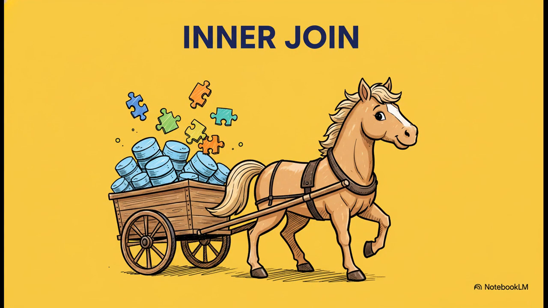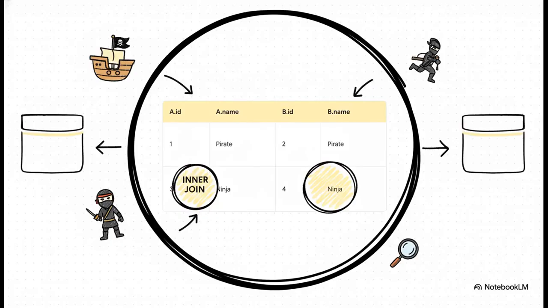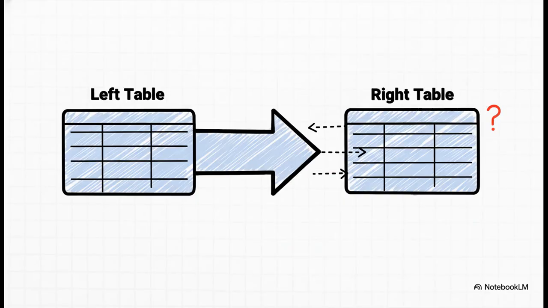First up, we've got the absolute workhorse of the SQL world, the inner join. You'll probably use this one more than any other. Think of an inner join like the middle part of a Venn diagram, the intersection. It's only going to give you back the rows where there's a perfect match on the joining column in both tables. And boom, check out the result. Our query asked for an inner join where the names match, and that is exactly what we got. Only the two records that existed in both tables, Pirate and Ninja. Everything else? Gone.